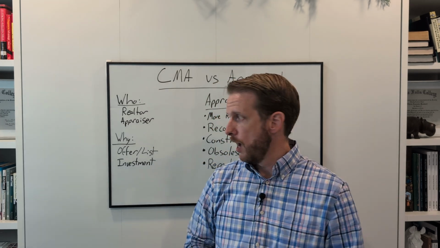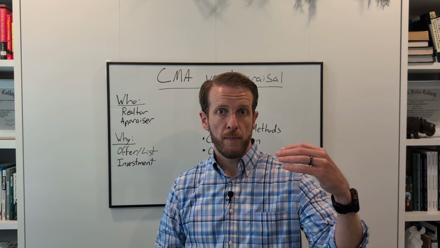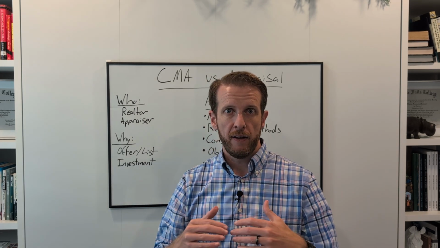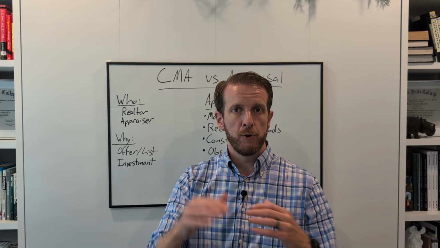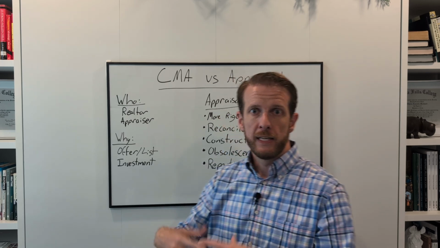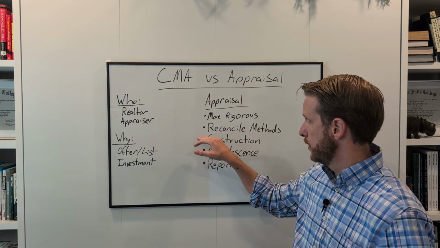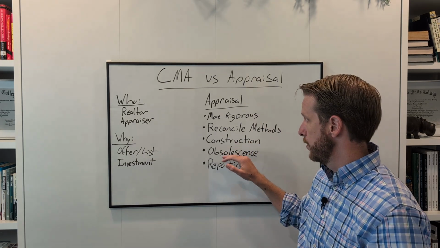Another approach could be an income model, right? So maybe it generates a certain amount of rental income in this neighborhood versus that neighborhood, and maybe the valuation is higher there because of the rents in that neighborhood. So they may approach it that way, and then they can, of course, reconcile these three models together to give you what they assume to be the value of that home, right? So it's much more complex when an appraiser looks at it compared to a realtor with a CMA.